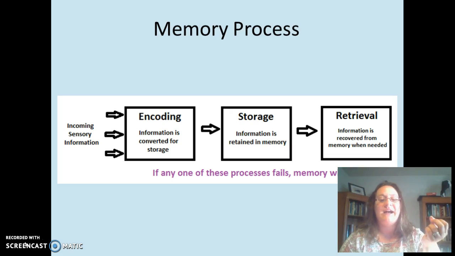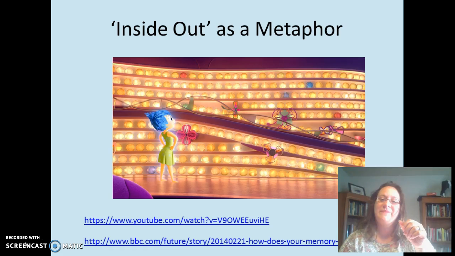I know for me, I'll have a lot of incoming sensory information that's lost. I just won't pay attention to things and be in my own world, and then I never encode that information, and then I can't remember it later. So you can have a failure at any point along this continuum.